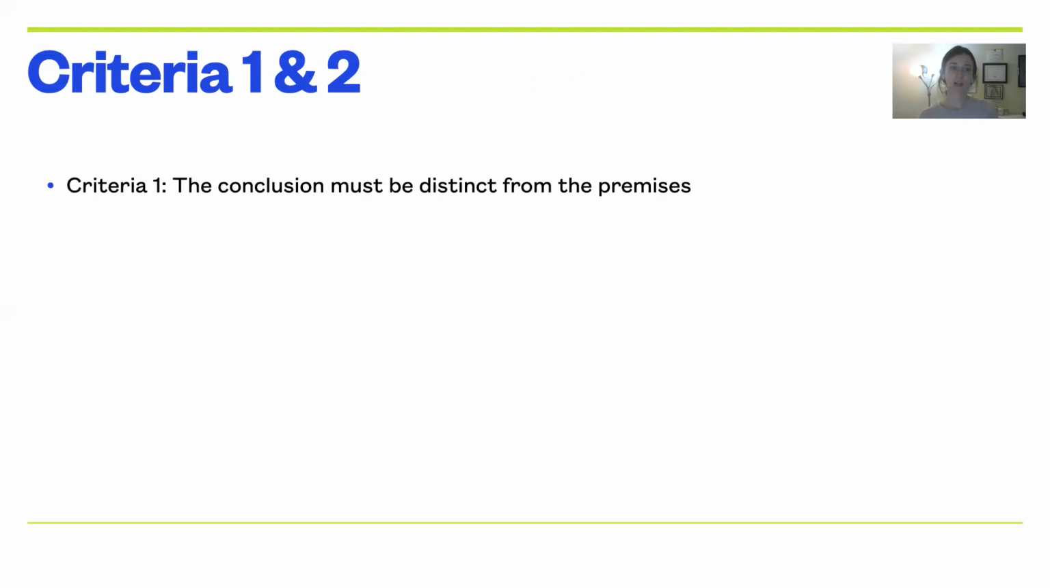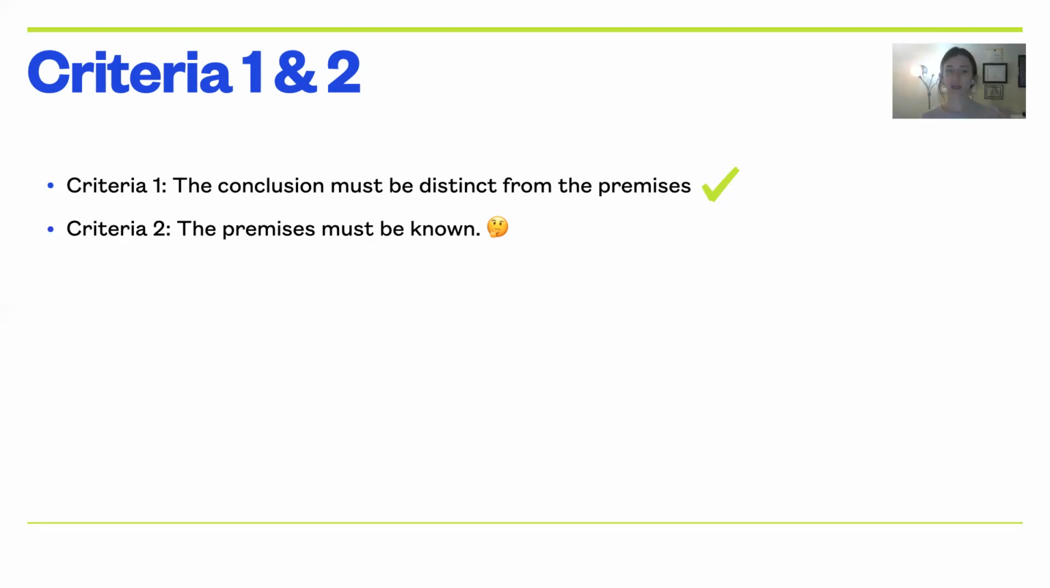So let's first go through criteria 1 and 2. Criteria 1, the conclusion must be distinct from the premises, and the answer is yes, that's the case. Because one of the conclusions is that there are external objects, that's different from the premise that, like, here's a hand. The premises must be known. I put a little emoji because it's kind of debatable, right? That's sort of what's at issue.